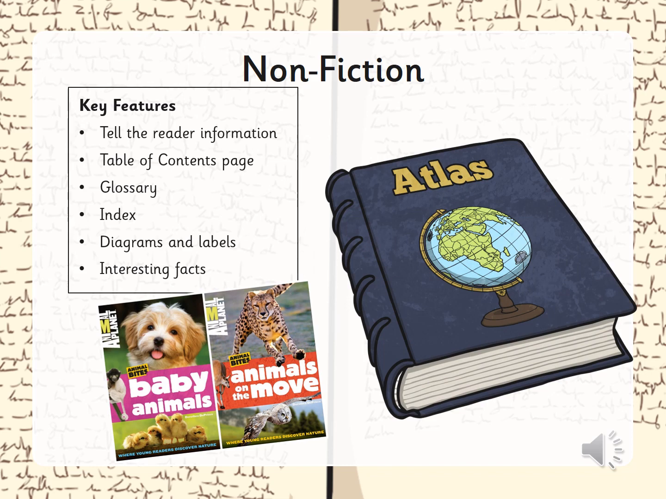Now let's see the non-fiction features. The key features of non-fiction books are: non-fiction books tell the reader information. It has a table of contents page. It has a glossary. It has an index. It has diagrams and labels. And it gives interesting facts.